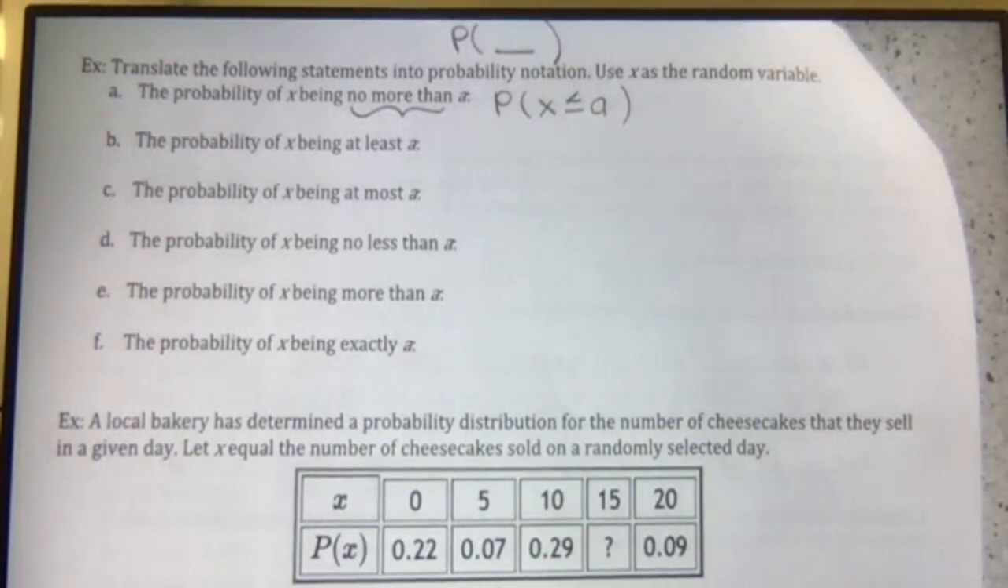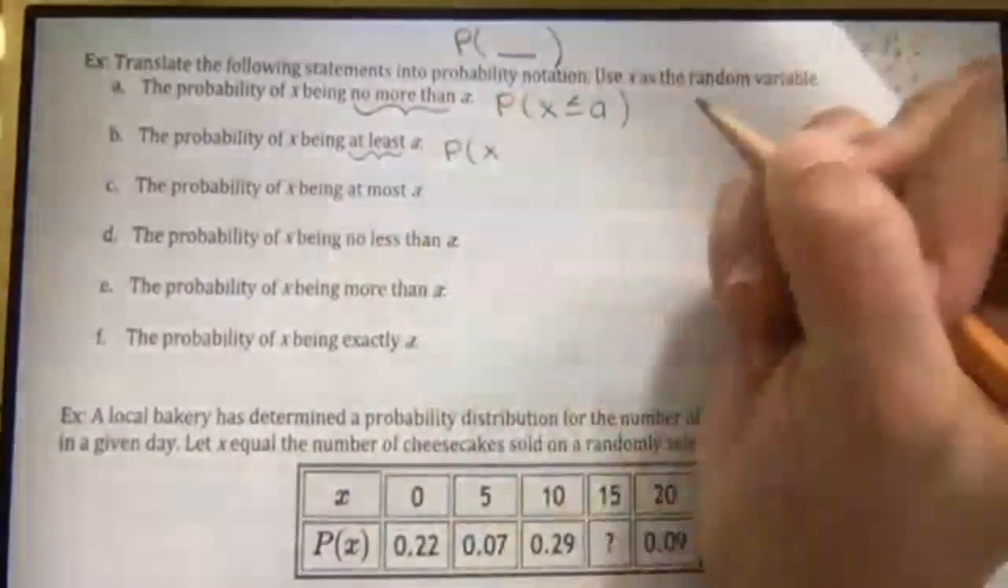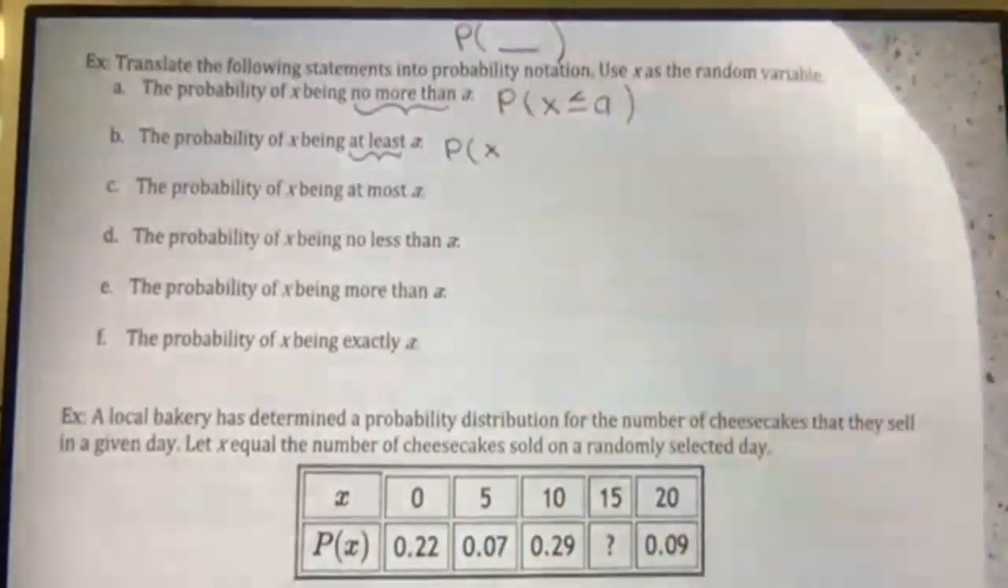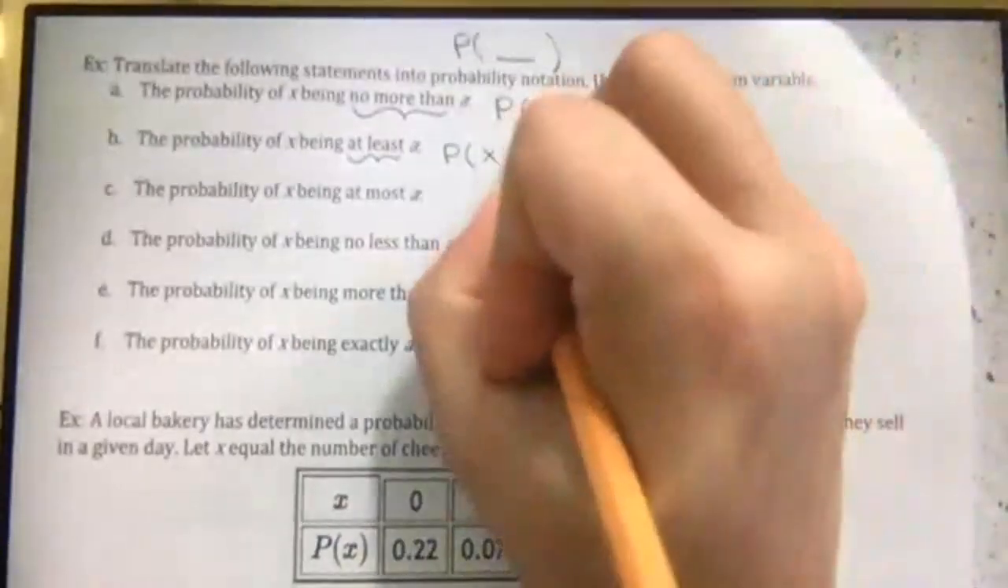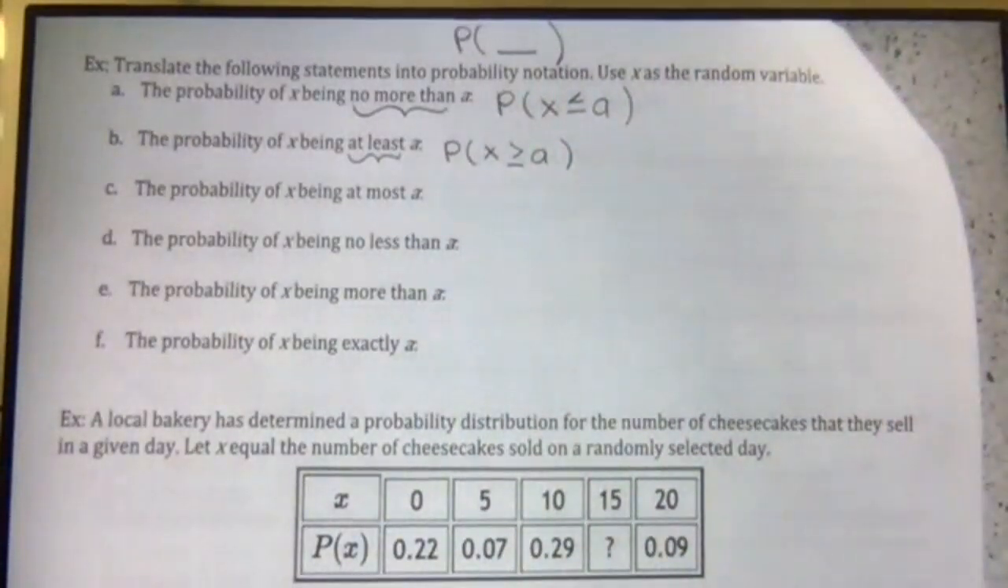We're going to go from the sentence form to the symbol form. So the probability of x being at least a. Now we're looking at the words at least. So the probability that x is at least a. It could be a or anything bigger. So greater than or equal to a. So the probability that x is greater than or equal to a. I don't like these squiggly things, I might just underline it.